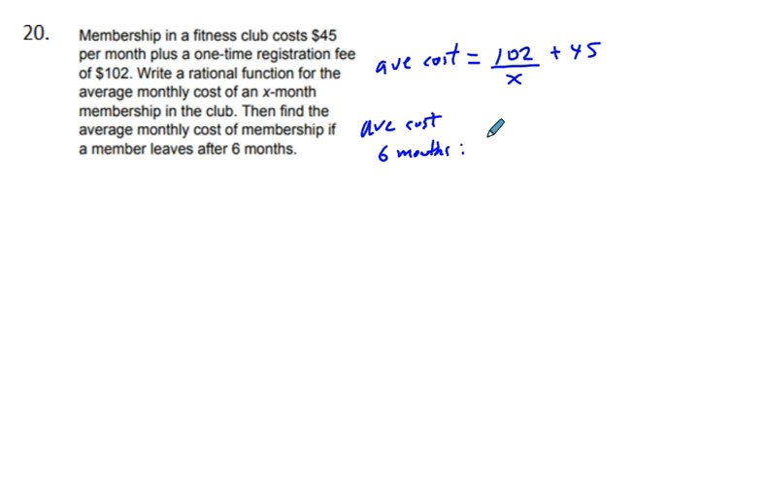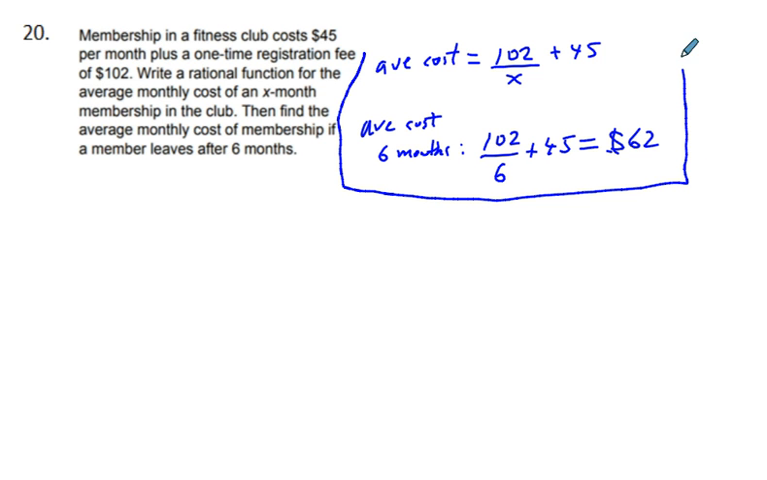Okay, for that we have 102 divided by 6 plus 45. And that's going to equal $62. Okay, so these would be our answers. And I think it was exactly the same in the preview.